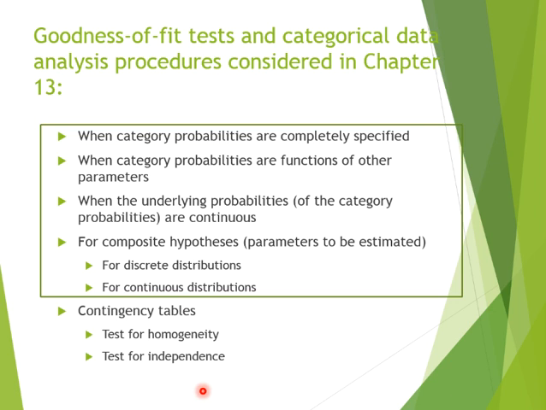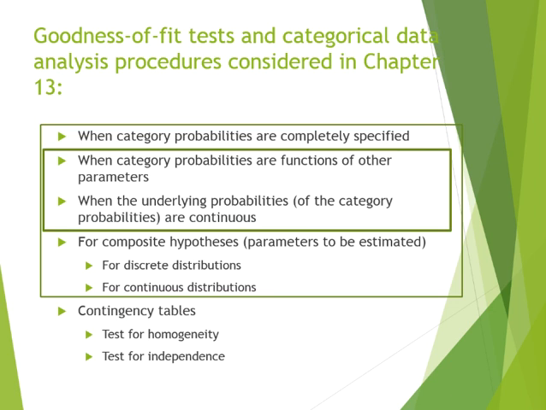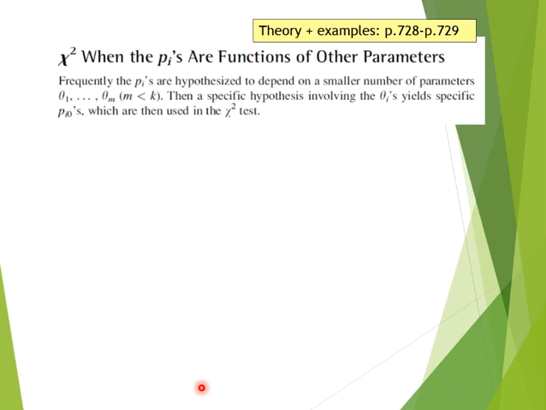with the next set of problems, namely when category probabilities are not completely specified, but they are functions of other parameters, and when the underlying probabilities are continuous. So, first of all, in your textbooks, theory and examples are given on pages 7 to 8 to 7 to 9.